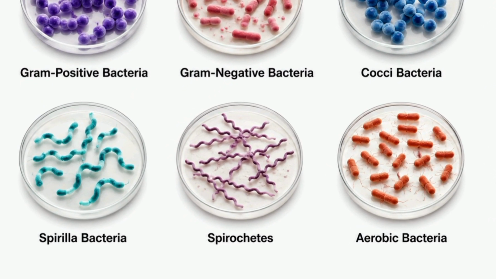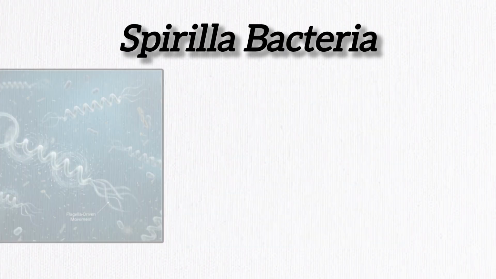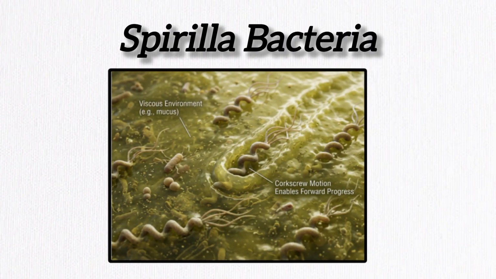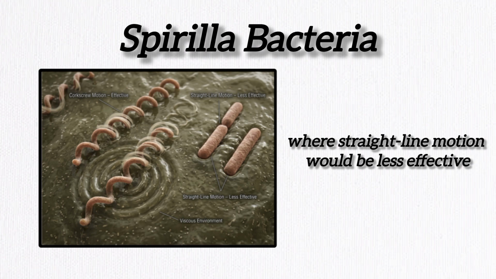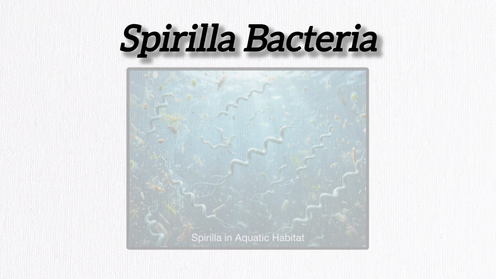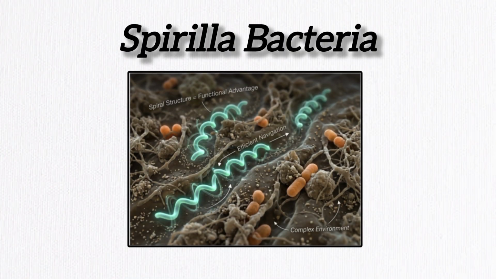Spirilla bacteria. Spirilla are rigid, spiral-shaped bacteria that move using external flagella, allowing them to swim in a corkscrew-like motion. This movement is especially useful in thick or viscous environments, where straight-line motion would be less effective. Spirilla are typically found in aquatic habitats, including freshwater and marine environments. Their spiral structure is not just a defining feature, but also a functional advantage, helping them navigate complex surroundings.